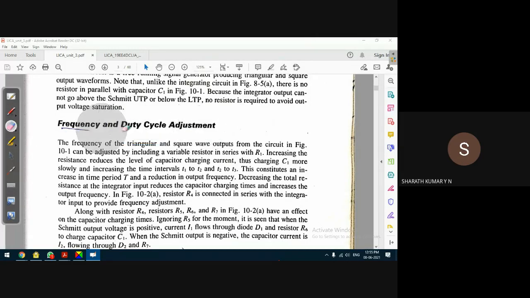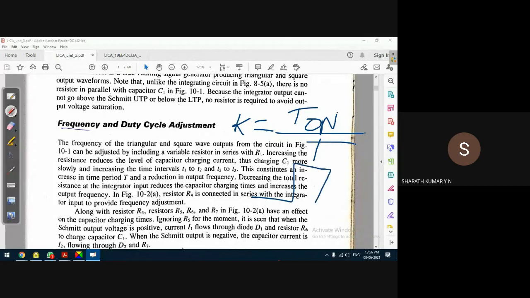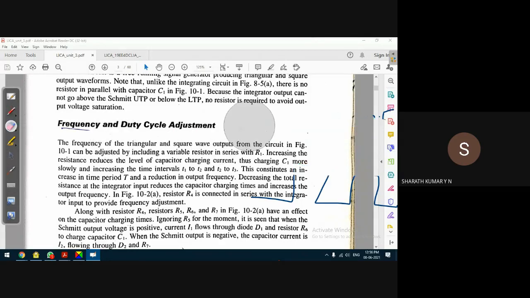Okay, what is a duty cycle? It's nothing but the duty cycle k is equal to T on divided by the total time period. I think you have done this in the AC course. For a square pulse, it is 50%, 0.5. It varies. We can adjust the duty cycle. Okay. How to do this?